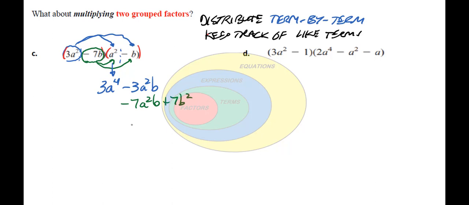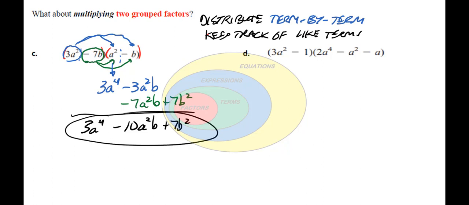So the four distributions created these four terms, and I kind of just organized them in a vertical format with like terms. So now I can just combine like terms, and here I get a 3a to the fourth. I get a negative 10a squared b, and then a positive 7b squared. So again, as we distribute, we're keeping track of our terms, and then we can combine any like terms if we run into any.